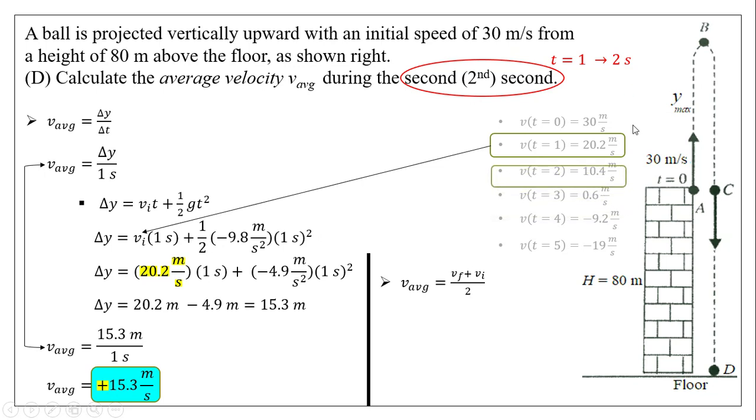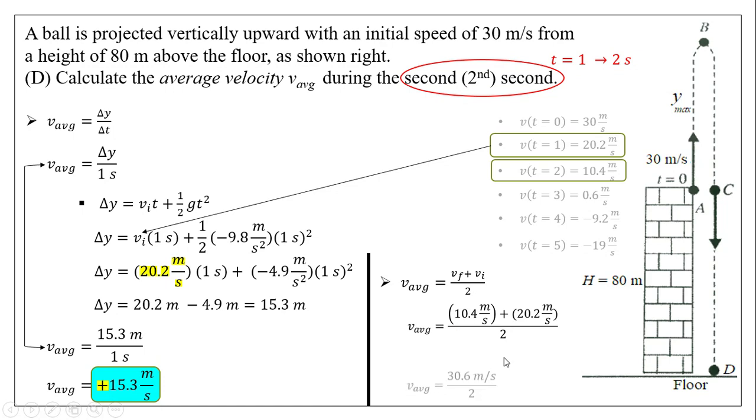So I'm just going to box 2 seconds because that's the interval in which it is asking. Okay, so therefore, my final velocity is 10.4. My initial velocity is 20.2. I'm going to sum that up, divided by 2. If I do that, the numerator gives me 30.6 meters per second. I'm going to divide it by 2. Therefore, it gives me also the same value, 15.3. Again, the plus sign is needed because it is velocity.